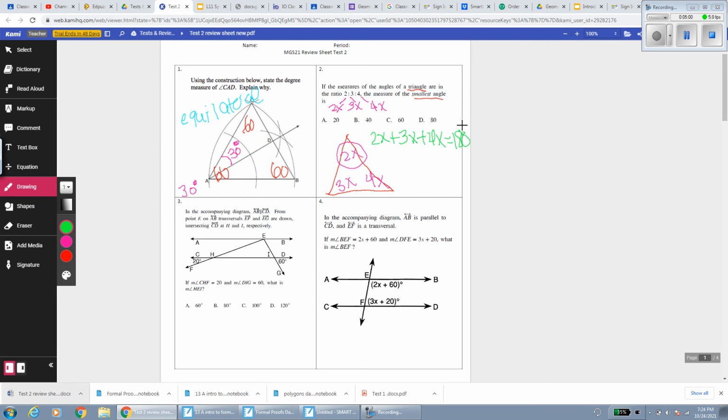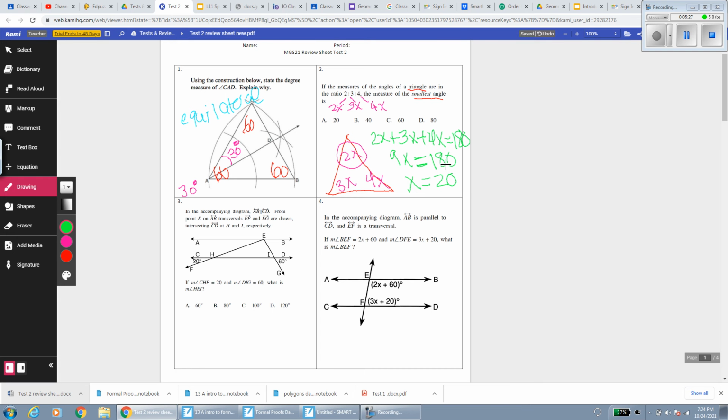Once again, this is because anytime you have any triangle, no matter what kind of triangle it is, all three of the angles added together always make 180 degrees in any triangle. Combining like terms, 2x plus 3x plus 4x is 9x, and that's equal to 180. Dividing by 9 on both sides, I get x is equal to 20.